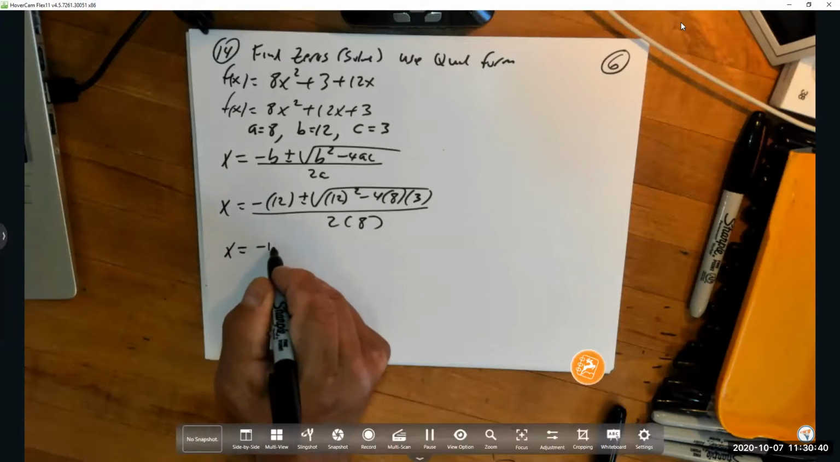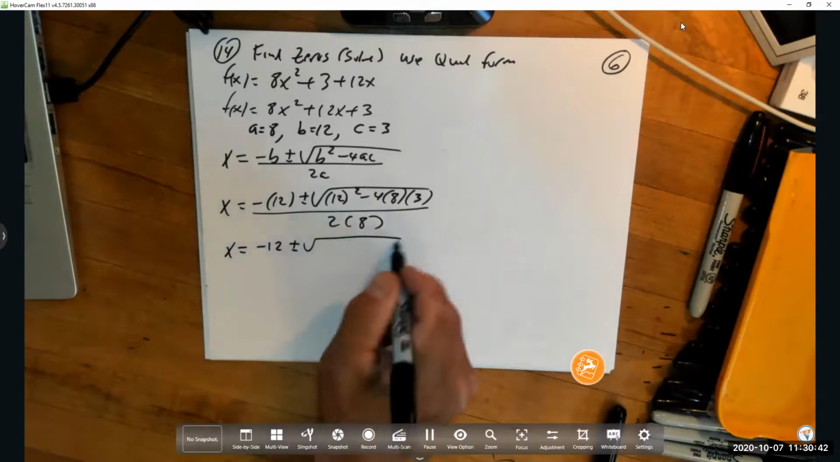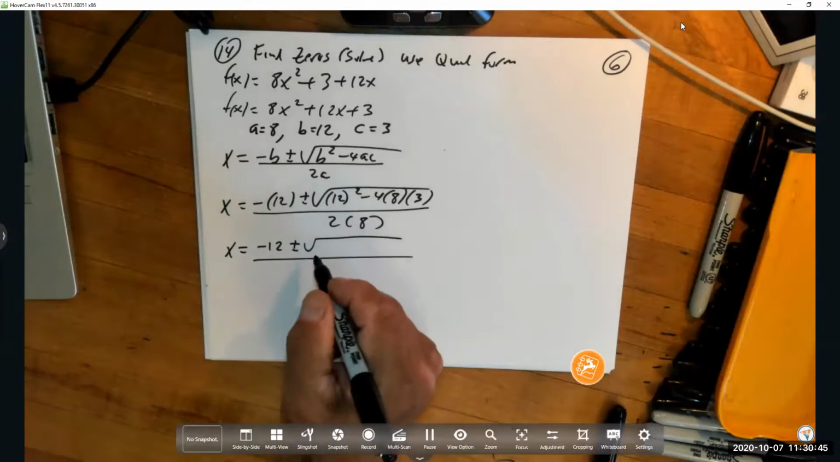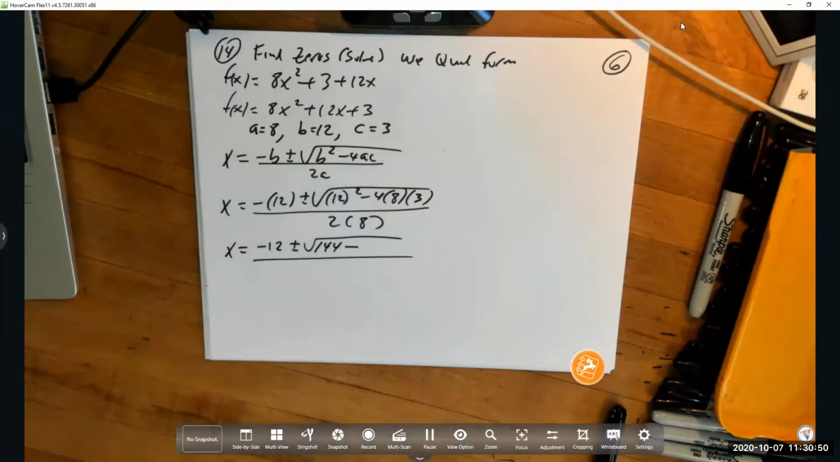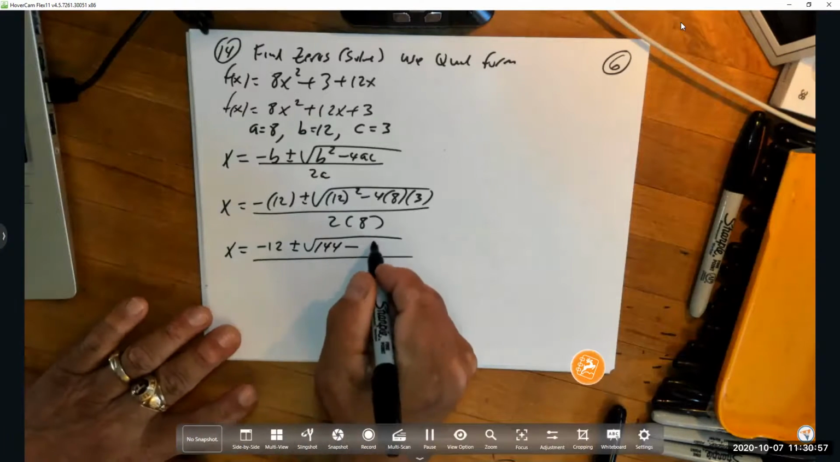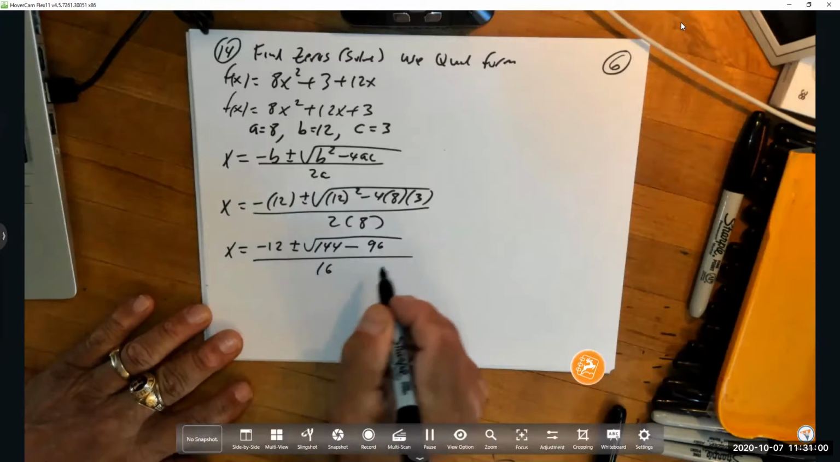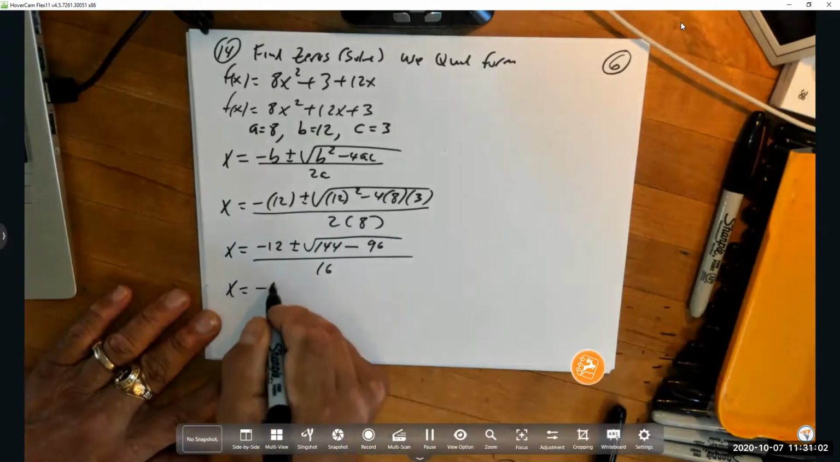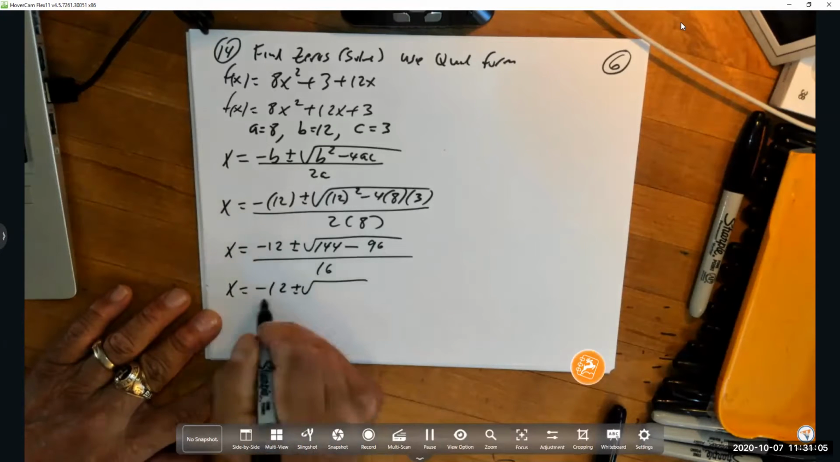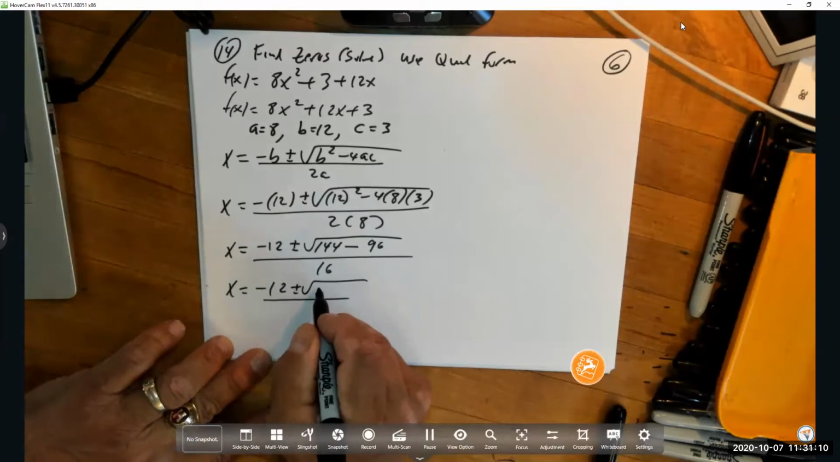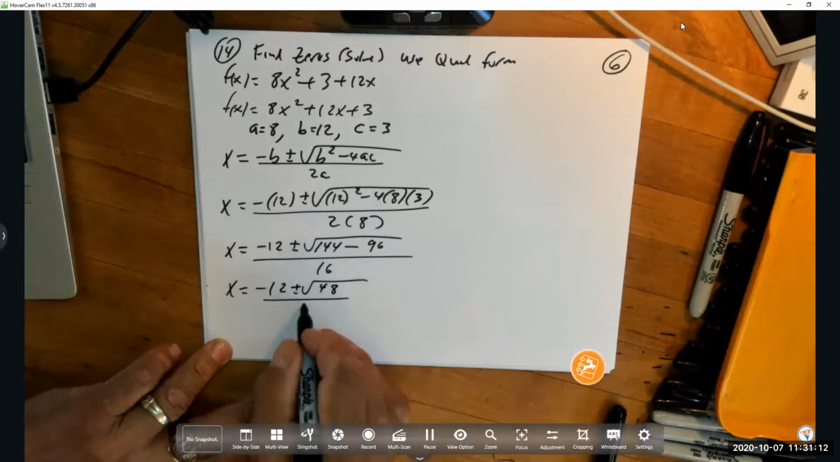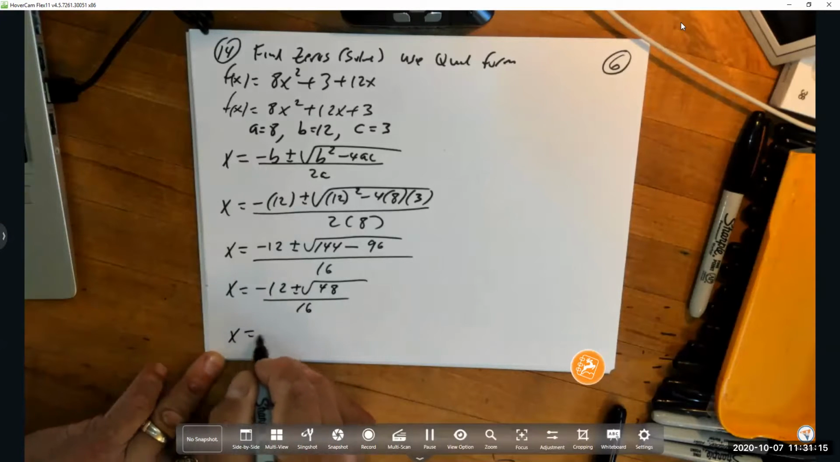All right, so you have negative 12 plus or minus, ready? 12 times 12, give me a number. 144. All right, and then minus something else. 4 times 8 times 3, do it on the calculator. 96, over 16. So now subtract those two numbers in your calculator. 144 minus 96, you tell me. 48.